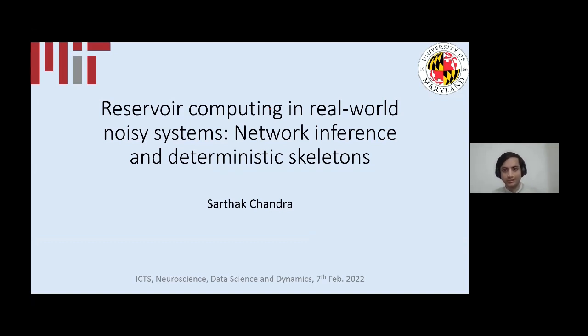I'm going to be talking about reservoir computing. This is a topic that is going to be covered later in this meeting as well. So I will try to give a little bit of background about reservoir computing for people who aren't very familiar with it. And in particular, I'm going to be interested in applying reservoir computing to two particular contexts. One is the context of network inference, and in particular, I'll be interested in inferring networks of neurons, and I'll tell you more about that. And later I'll talk about reservoir computing in the context of dynamical noise, and in that context, the deterministic skeletons will hopefully make sense over there.